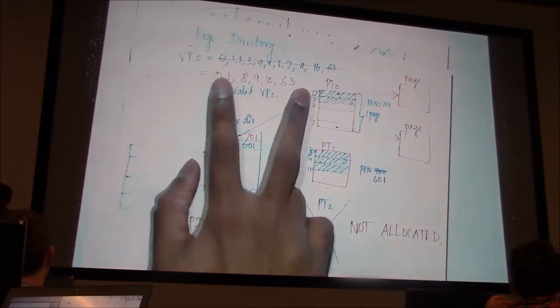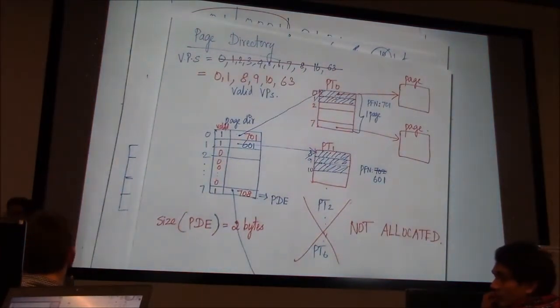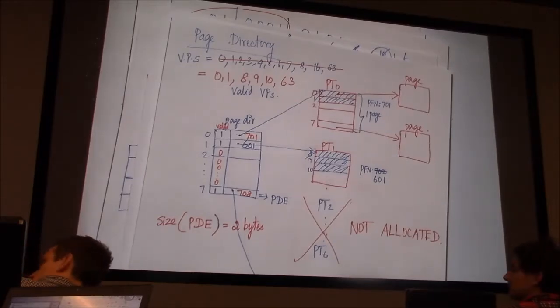You have a question? How deep does that go? That's a very good question. So how deep does that go? Because we are just considering a virtual address space of size 1 KB. But in reality, we saw that we have virtual address spaces of size 4 GB.